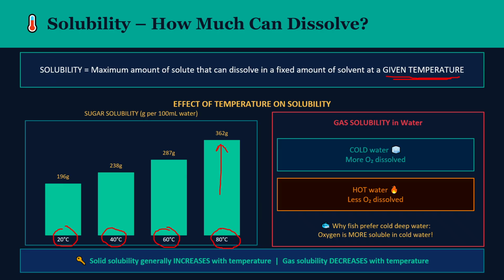Gas solubility decreases when temperature increases. That means cold water can hold more oxygen than hot water. This is why fish prefer cold, deep water, because it contains more dissolved oxygen.